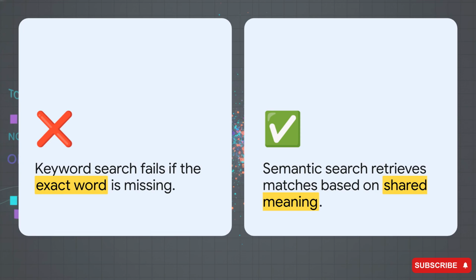But with semantic search powered by embeddings, the system knows that vacation and holiday share mathematical proximity. It's searching by meaning, not just exact wording. This takes your search success rate from incredibly frustrating to almost magical.